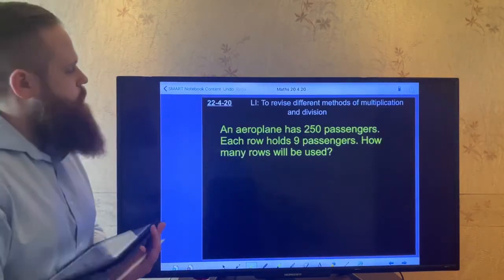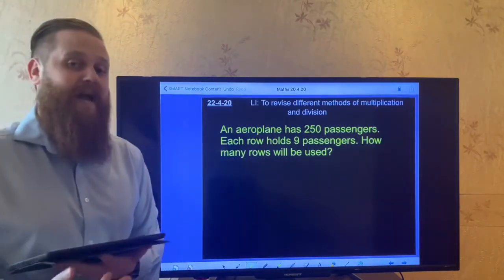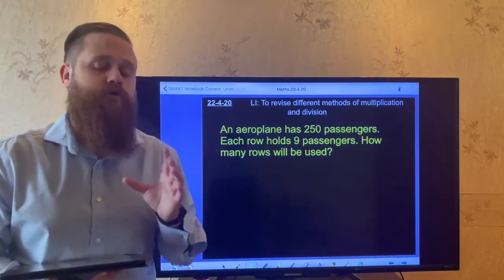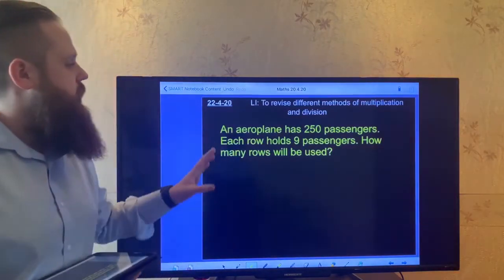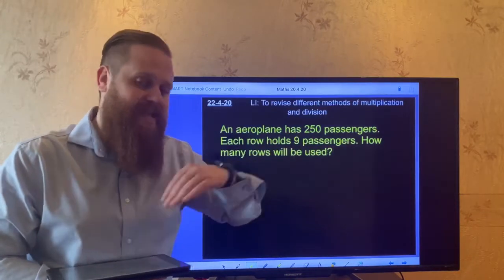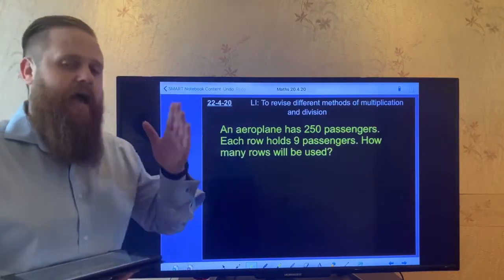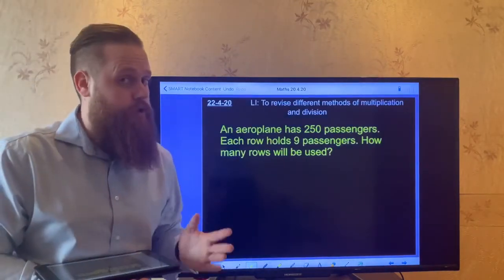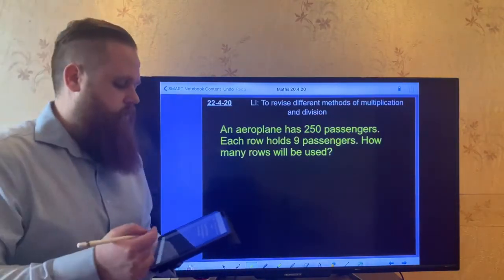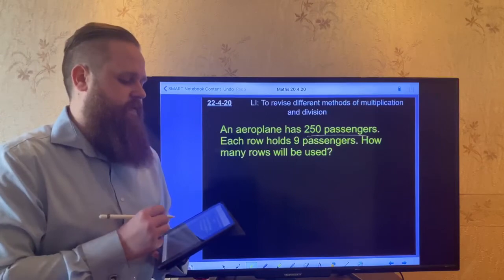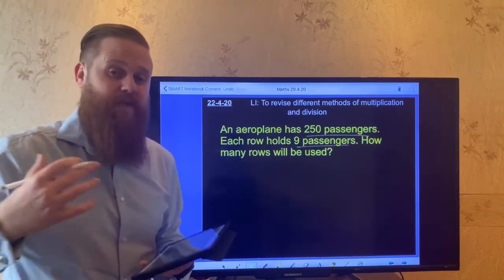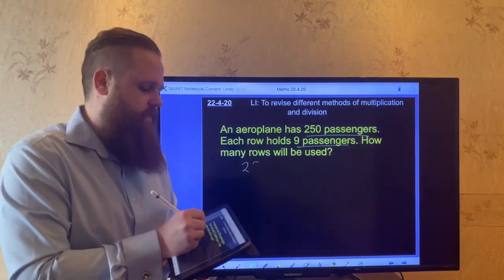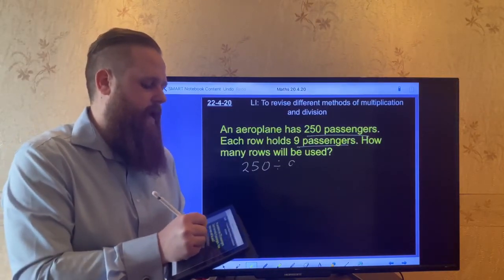Okay then, final question. Now this, you might need a little bit of a different answer for. An aeroplane has 250 passengers. Each row of seats holds 9 passengers. How many rows will there be on the plane? Or how many rows will need to be used on the plane? So I know my important information here is 250. I'm sharing those 250 passengers between 9 per row. So it's going to be 250 divided by 9.